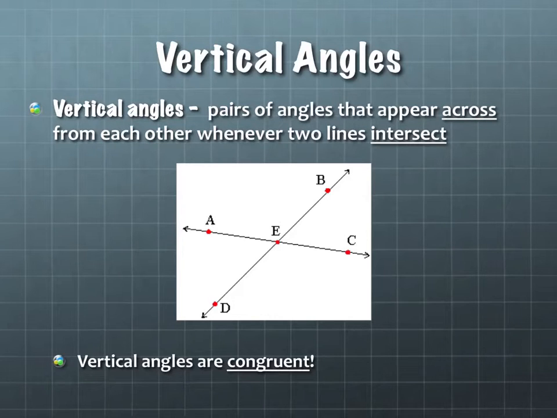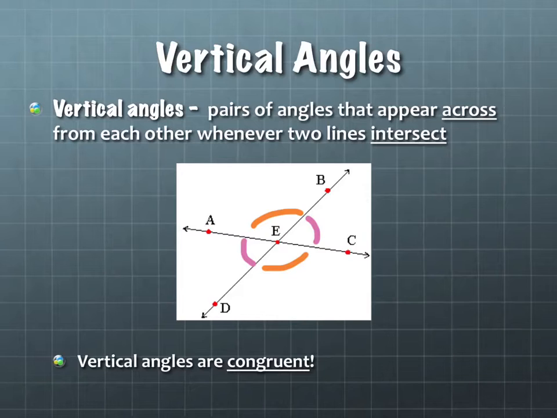So I'll mark two vertical angles on our picture. So this angle in pink would be considered vertical angles. They're across from each other. There's another pair of vertical angles here as well. Do you guys see it? Yeah, the top and the bottom.